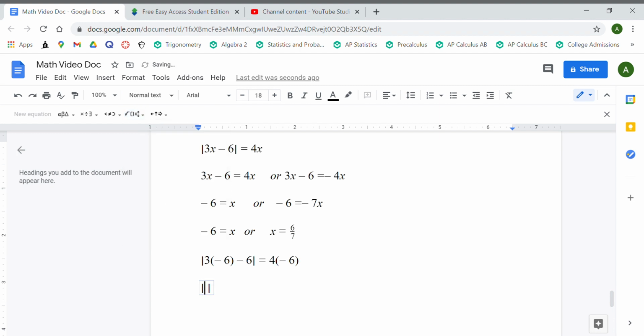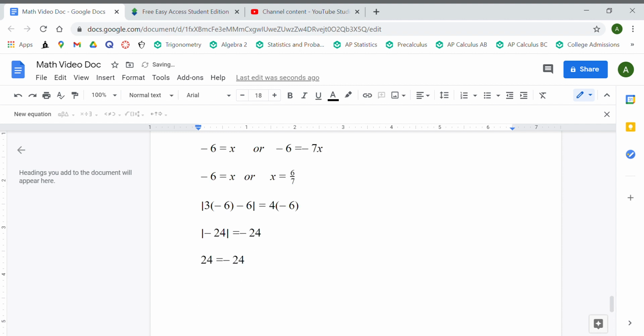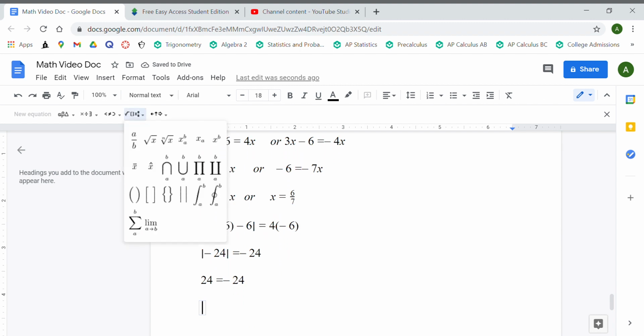Alright, so negative 18 minus 6 equals negative 24. Does this equal negative? Alright. Okay, so there's the sum right there. This is what you get. This is a statement that is not true. So I'm really glad I checked where I messed up, because it seems as though x equals negative 6 is an extraneous solution. Now, I still want to check 6 sevenths just to make sure that I'm doing the right thing.